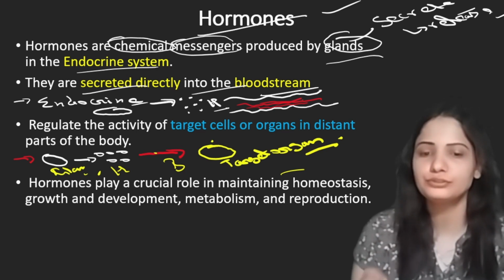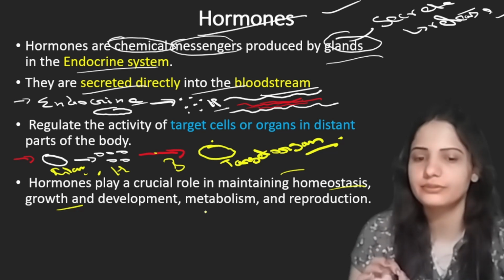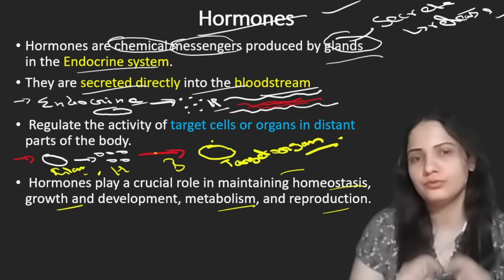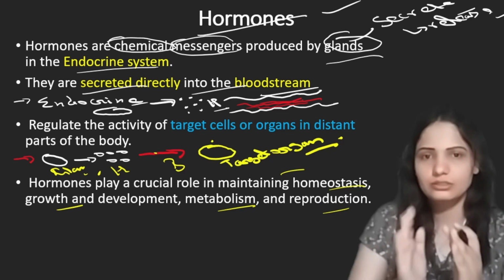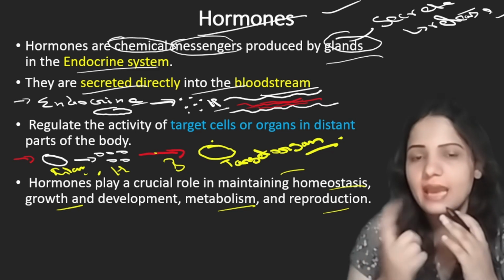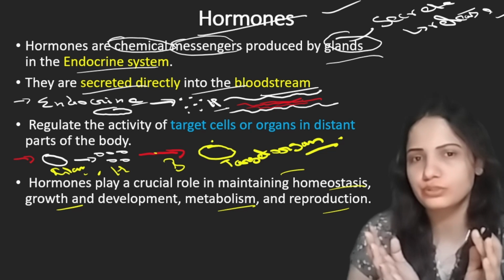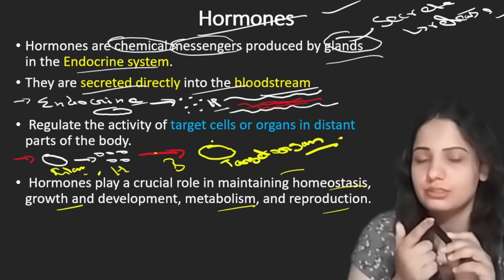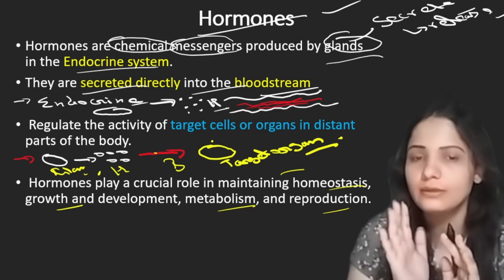Hormones play a crucial role in maintaining homeostasis, growth and development, metabolism and reproduction. CBSE often asks you what the importance of hormones is. We have to prepare this. If we are studying hormones, our body has hormones, so they must have specific roles. There are many roles of hormones in our body. These are of utmost importance for our body. Hormones play a very crucial role in maintaining homeostasis.